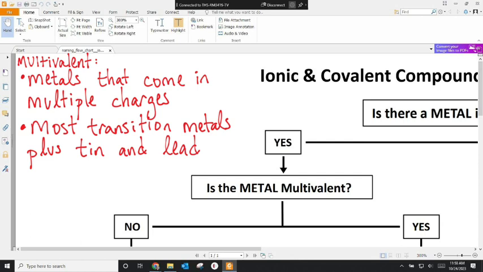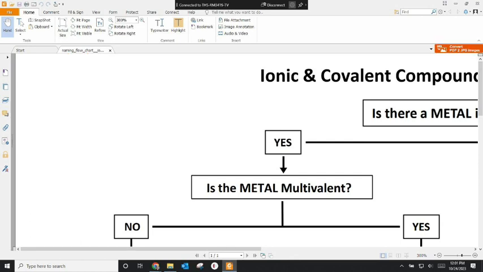So that's something we need to keep up with, because the first question we're going to ask ourselves is, is the metal multivalent? And if the answer is no, so if the metal comes from group 1 or group 2, or like zinc or silver, also group 13 over there, aluminum and gallium, they only come in one possible charge. For those guys, they are not multivalent, so we go to that first flowchart option for no.